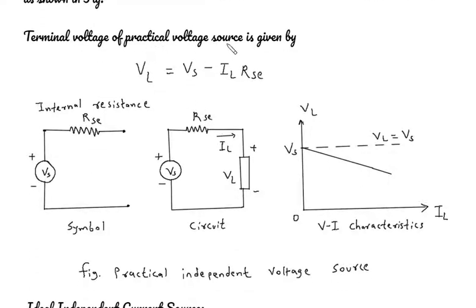Terminal voltage of practical voltage source is given by VL is equal to Vs minus IL RSE. We get this equation from this circuit. This is a symbol of practical independent voltage source and this is the internal resistance. This is the VI characteristic of practical independent voltage source. Here we can see the voltage is decreasing with increase in current.